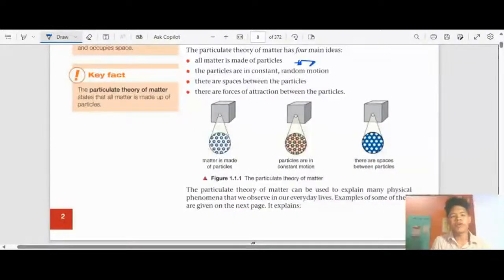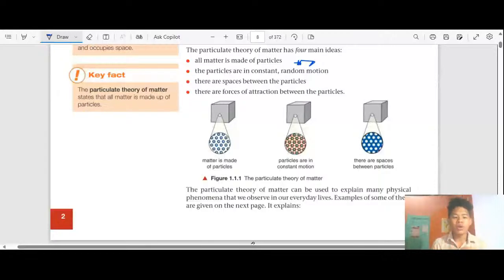There are four main ideas of the particulate theory of matter: all matter is made of particles; the particles are in constant random motion; there are spaces between the particles; and fourthly, there are forces of attraction between the particles. The particulate theory of matter can be used to explain many physical phenomena that we observe in our everyday lives. Examples of some of these are given on the next page.